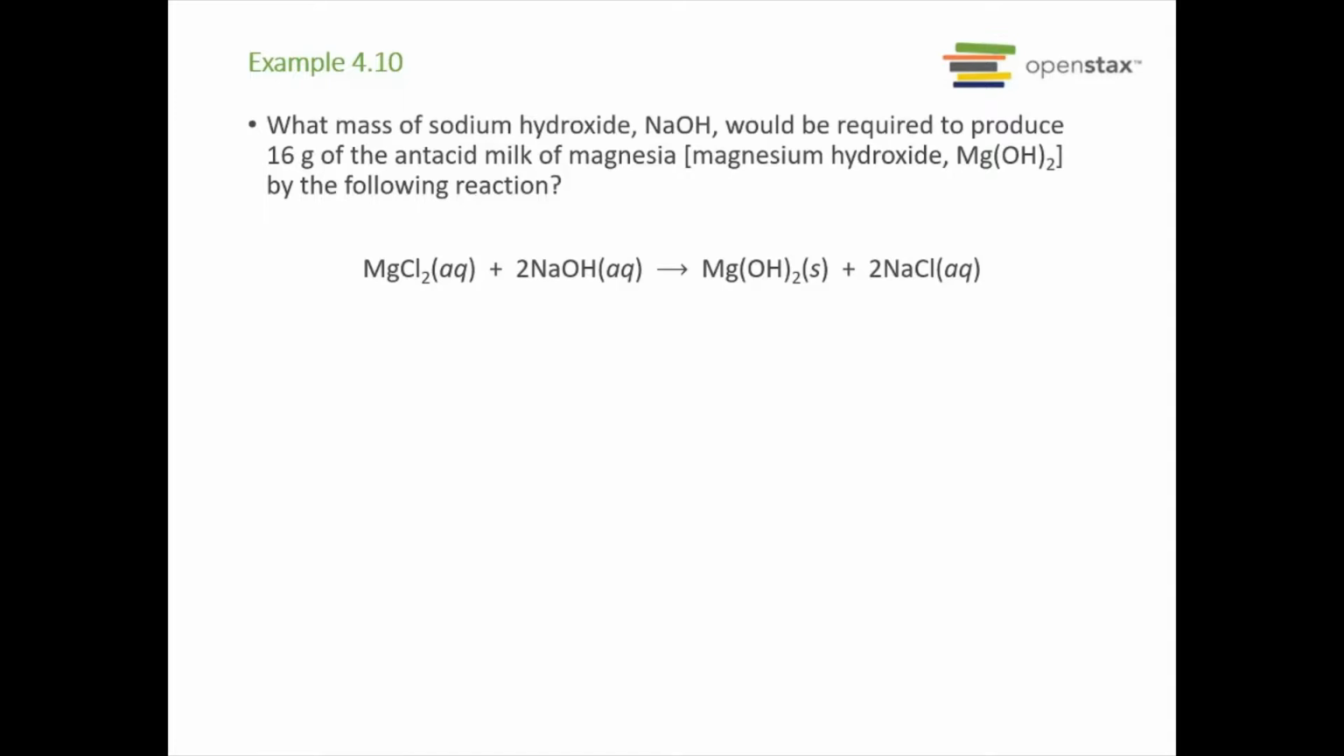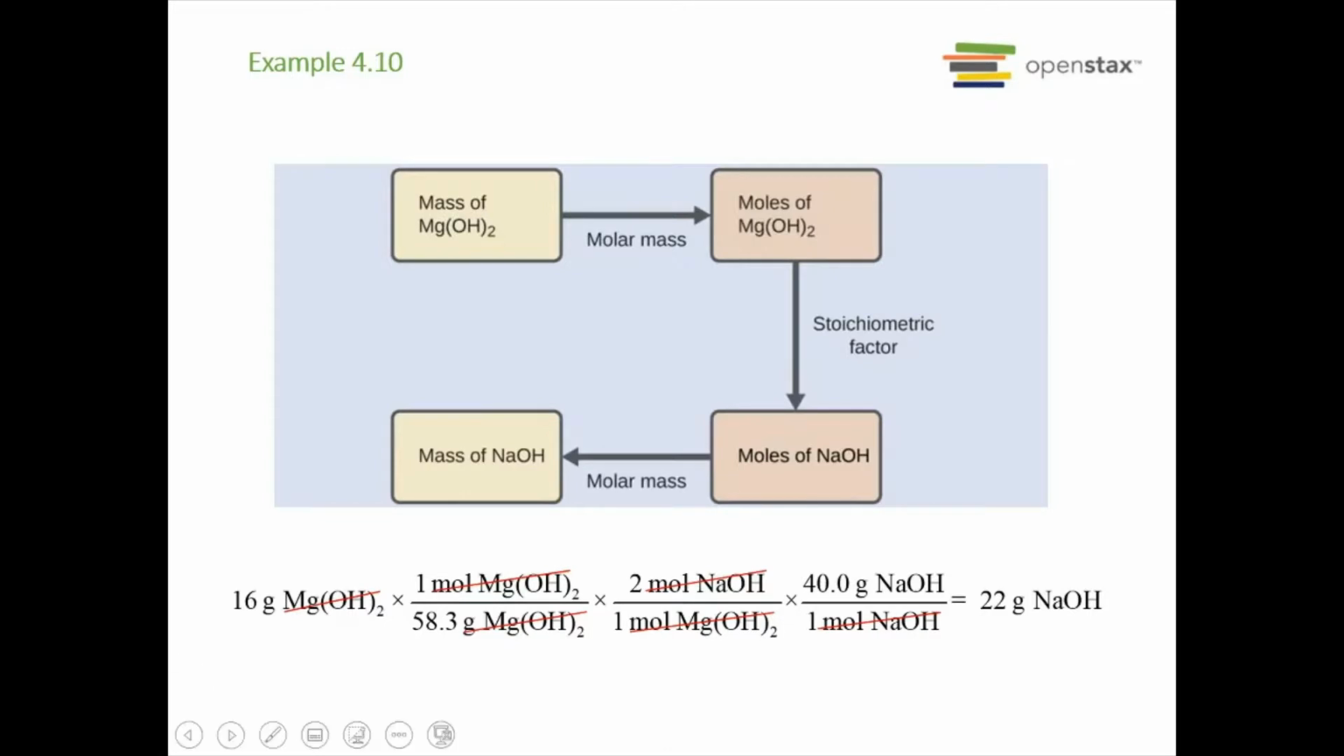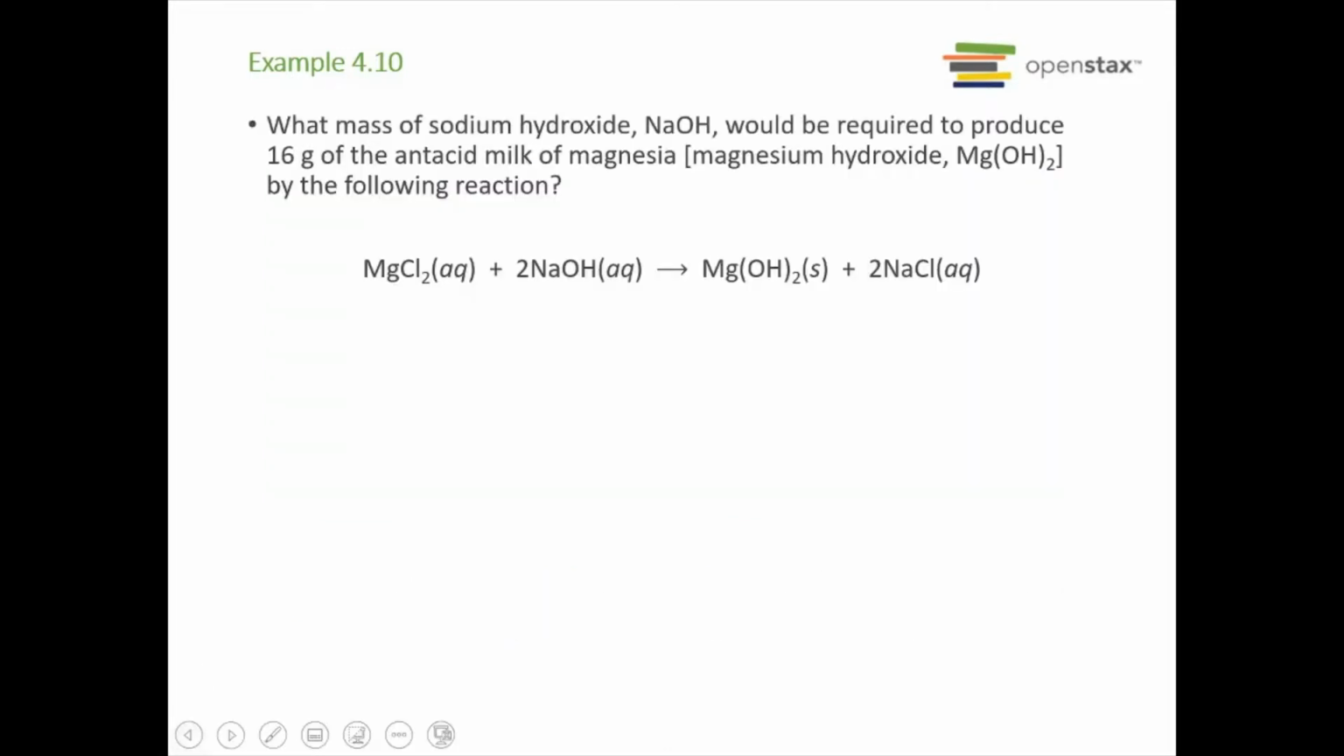So here's an example. It's a much easier way to go through an example than to tell you about it. Okay, so we want to know how much sodium hydroxide would be required to produce 16 grams of the antacid milk of magnesia by this reaction.